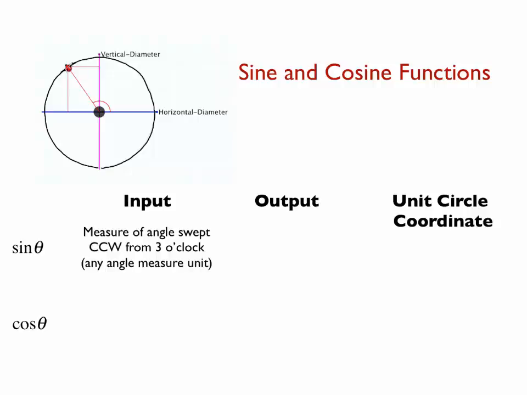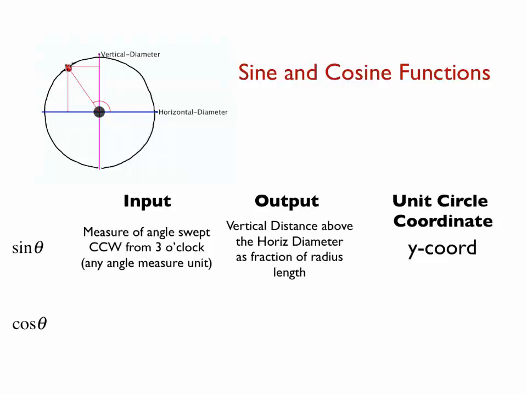Tell me your name again. Elijah. It's the height above or below the horizontal, measured in the fraction of the radius length, right? Fraction of the radius. Vertical distance. So you saw this a little bit in the web work. What unit circle coordinate is that? If the horizontal diameter and the vertical diameter are axes of a graphing plane, what coordinate are we talking about with sine? It's the y coordinate, right? Vertical distance is your y coordinate, how high up or down you are.